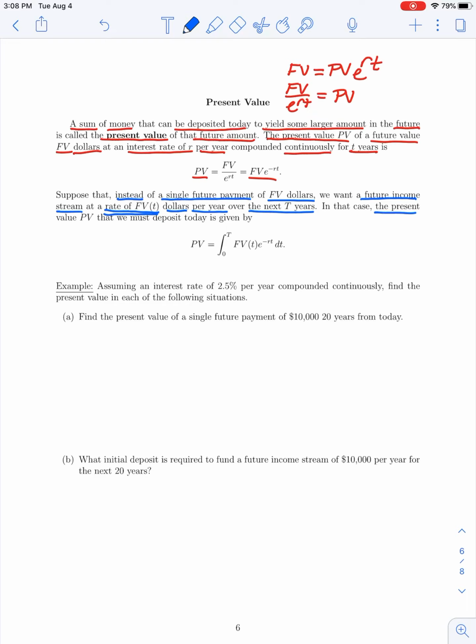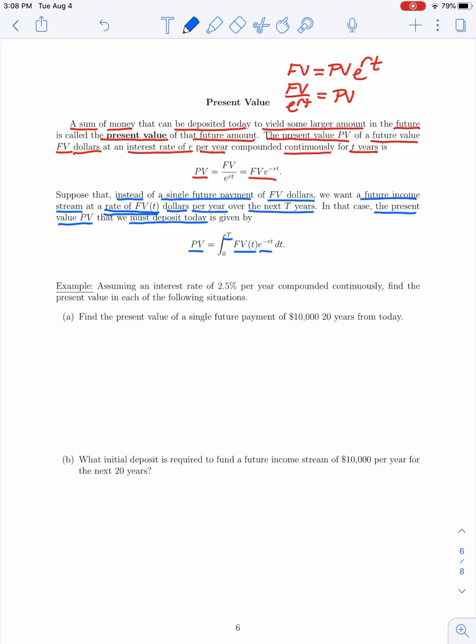So in this case, the present value, PV, of that future amount that we must deposit today in order to secure that income stream is given by PV, and it would be the integral of our income stream function times e to the negative RT over the interval from 0 to capital T, where capital T is the number of years that we would like to have this income stream.